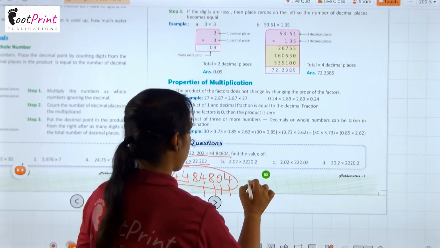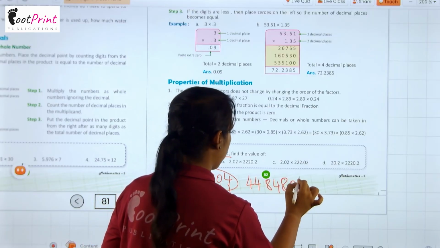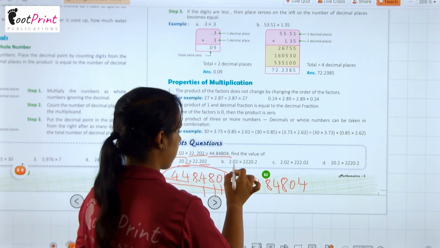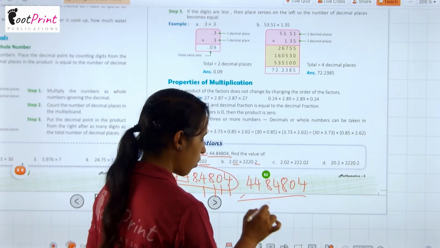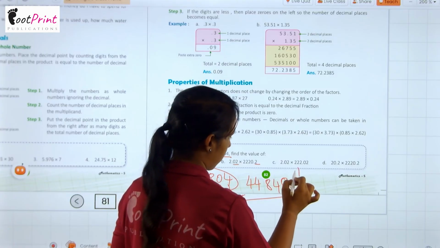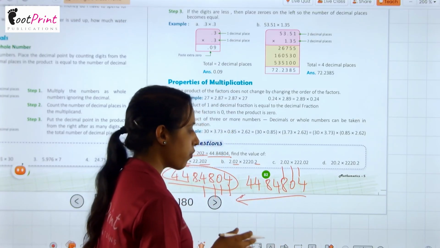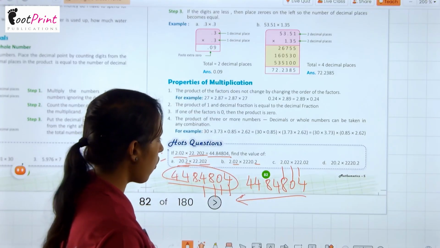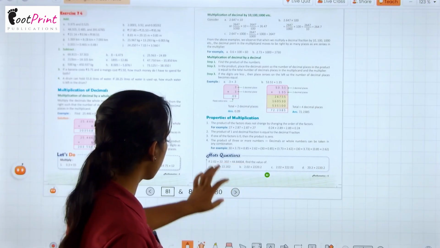In this way, 4484804. Decimal places: 1, 2 and in this 1. 2 and 1, 3. Count right to left, 3 digits: 1, 2 and 3. So here we get 4484.804. Okay. So it is very easy to solve.